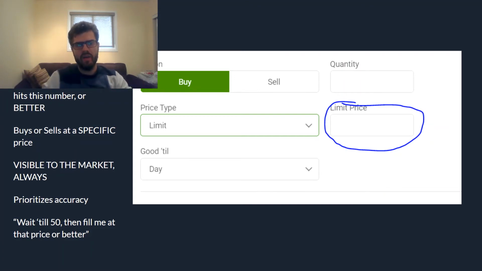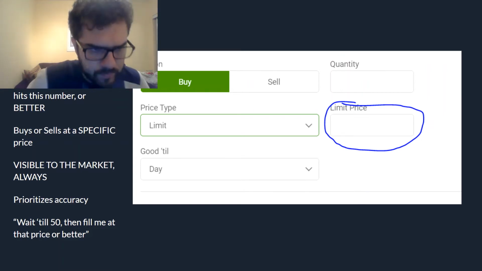Okay, you will be setting the limit price over here at $50. Now if the stock goes to $50, it'll fill you at whatever quantity you put. I've circled the limit price there. The quantity is above that.